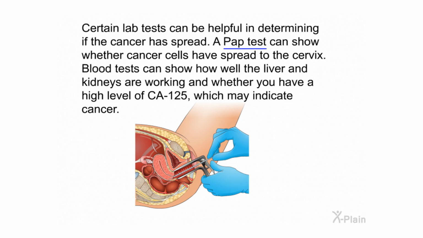Certain lab tests can be helpful in determining if the cancer has spread. A Pap test can show whether cancer cells have spread to the cervix. Blood tests can show how well the liver and kidneys are working and whether you have a high level of CA-125, which may indicate cancer.